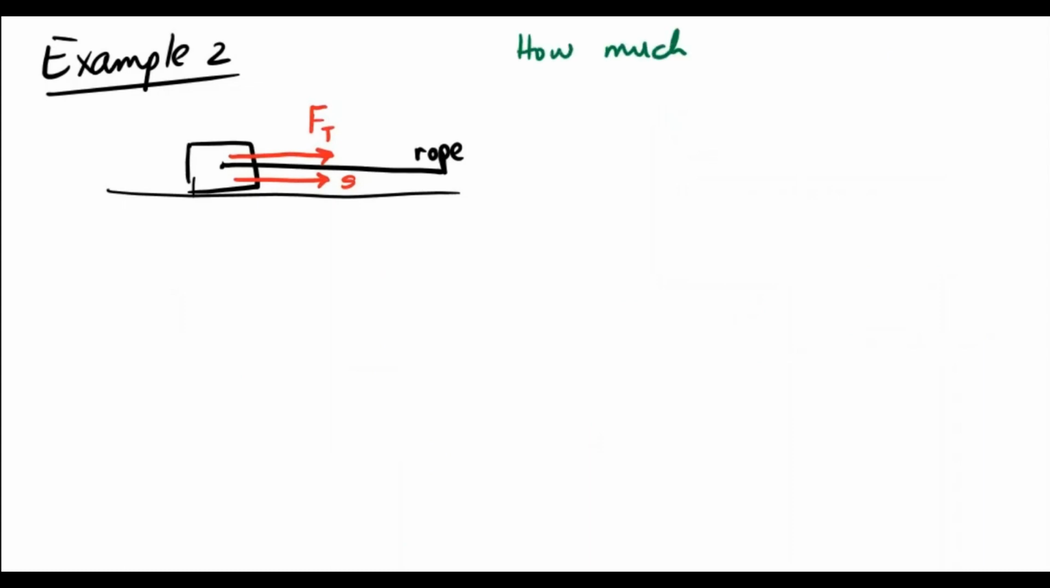Let's take a look at another example. Let's say we have the same crate tied to the rope again, and we are pulling the rope with some force, and the crate is moving in the same direction as the force is being applied. Now, how much work is done in this scenario on the crate by the force that we are applying parallel to the displacement?